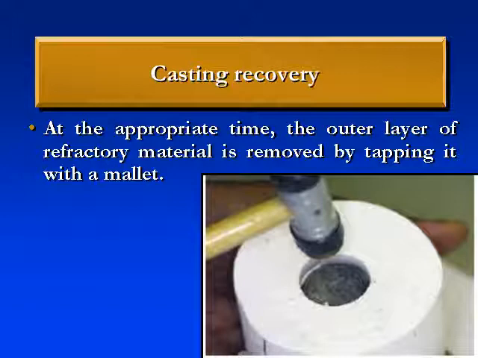The casting recovery procedure means that after the appropriate time, we remove the mold, and the outer layer of the refractory or investment material is removed by tapping it with a mallet. We break the outer layer carefully by careful tapping with a mallet.